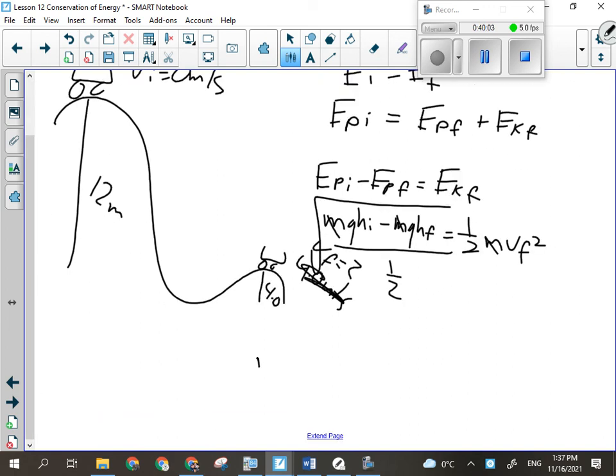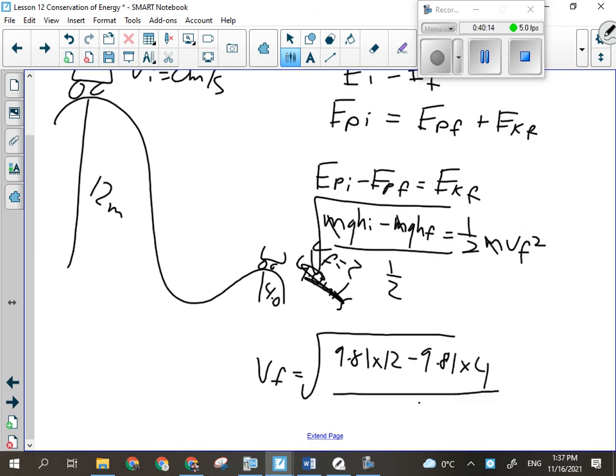my v final. So v final will be the square root of 9.81 times 12 minus 9.81 times 4, or just 9.81 times 8 would also work, divided by 1/2, all square rooted, which should give us 13 meters per second. Everybody all right with that?